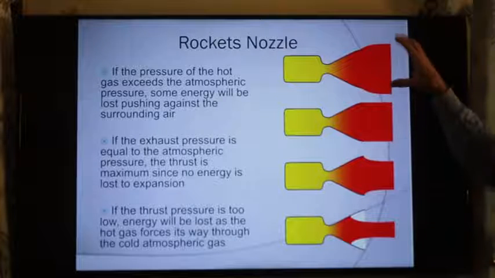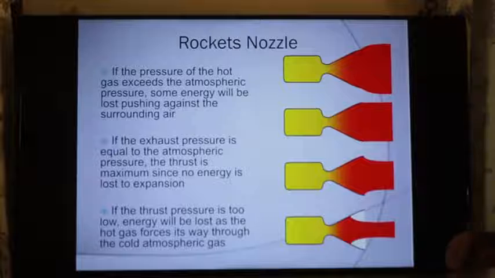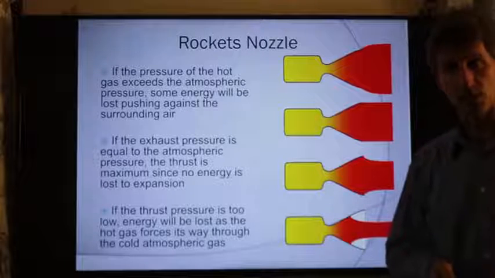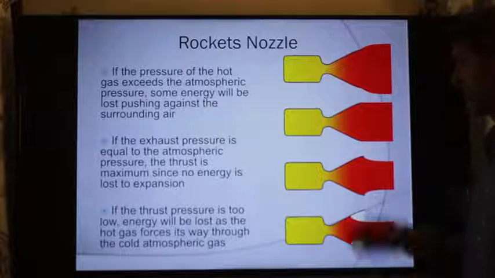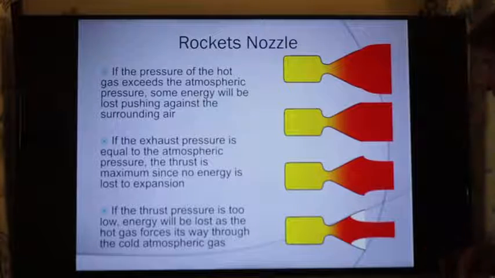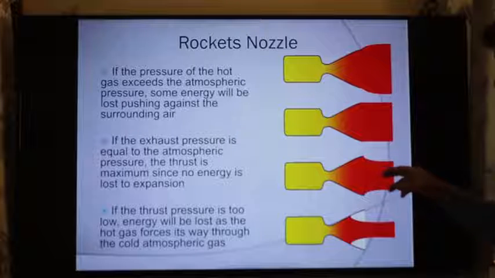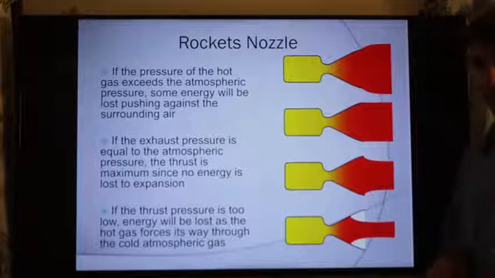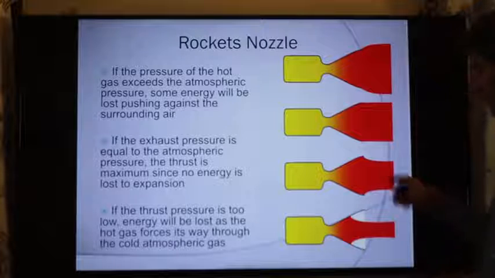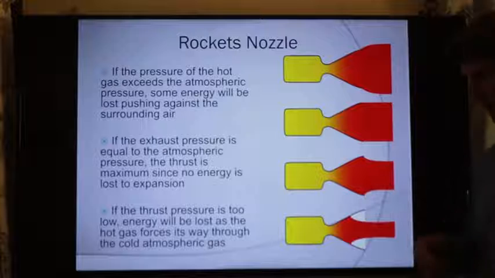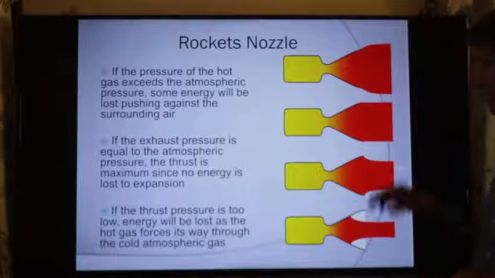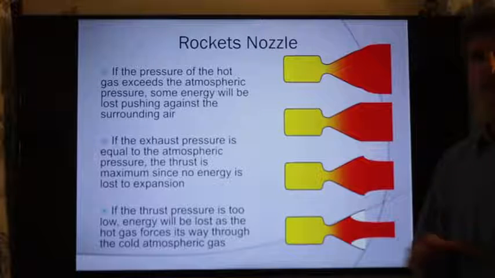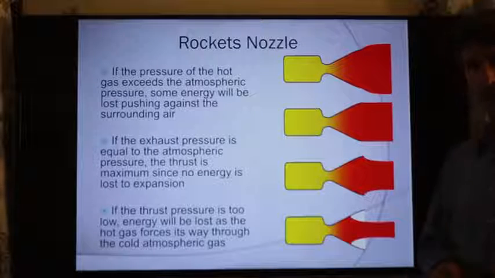Because if you don't have a large enough bell, some of the force will not be directed downward, some of the force will be directed out to the sides, and that'll cancel out and lose some of the thrust. Likewise, if there is too much expansion that takes place, it'll actually pinch the thrust inward. The atmosphere will actually do that, and you'll lose energy through there. So ideally, we want a bell which allows the gas to expand exactly to atmospheric pressure.